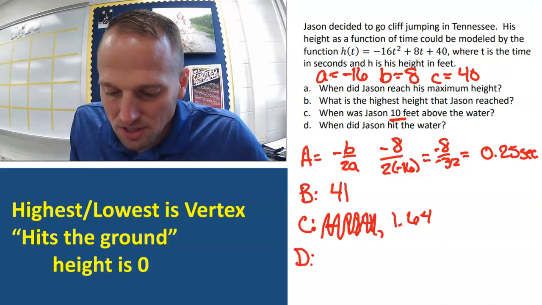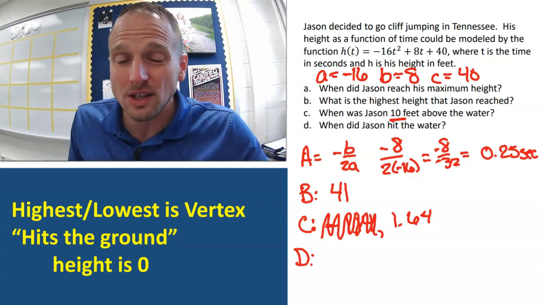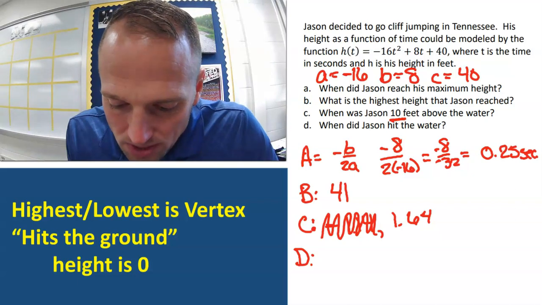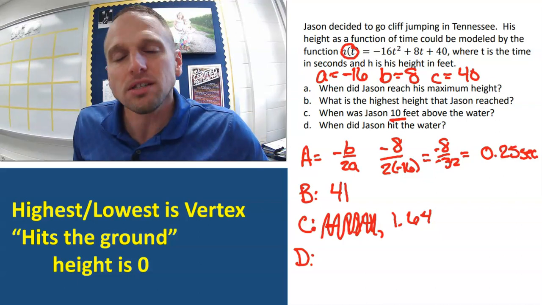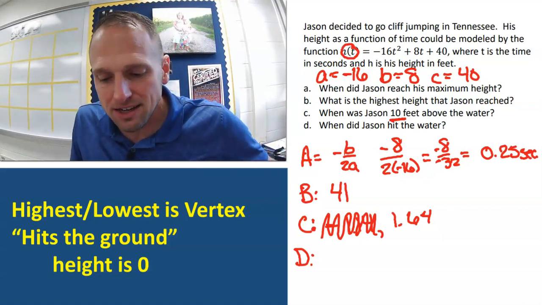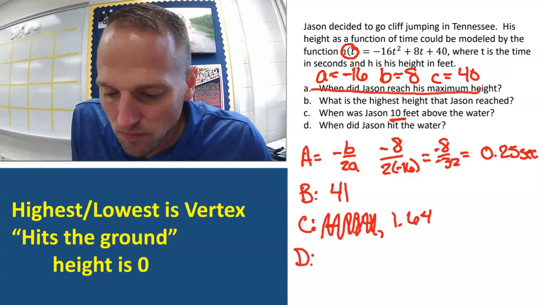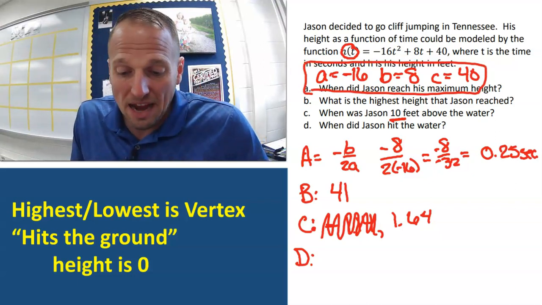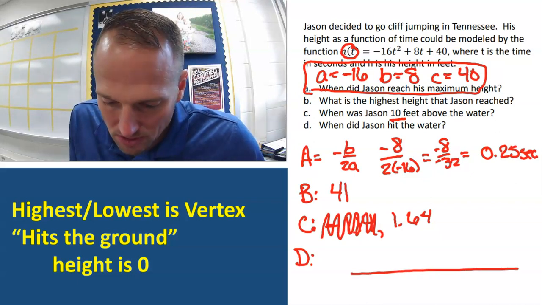Let's do the next one, letter D. When did Jason hit the water? Now, this one's tricky. If he hits the water, what does that mean? That means his height is actually 0. If he hits the water, comes down, his height is 0. So if I put 0 in for H, my A, B, and C that we found earlier are still what we need. So let's use the quadratic formula here to solve this.